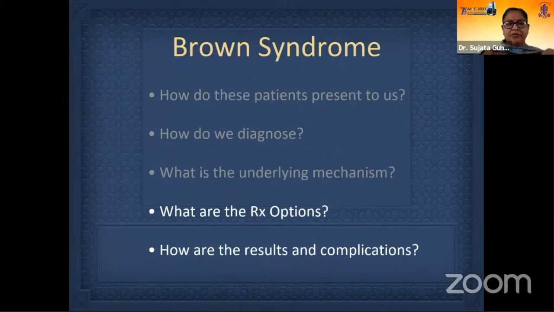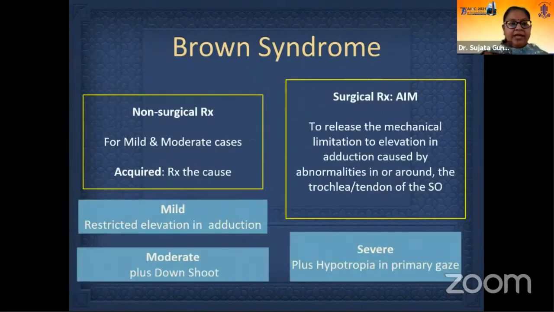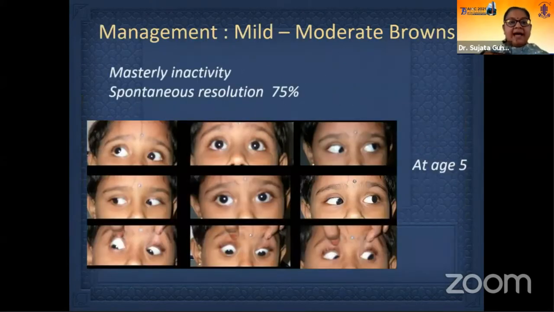What are the treatment options? Well, we usually do not intervene if the cases are mild or moderate. We treat the acquired Brown's according to the cause. And surgical intervention is reserved for patients with high hypertropia or with an abnormal head posture, which is very disabling. As I said, masterly inactivity is one of the important management options. And this is a patient of Dr. Sumita's, nicely chronicled, so I'm showing it to you.